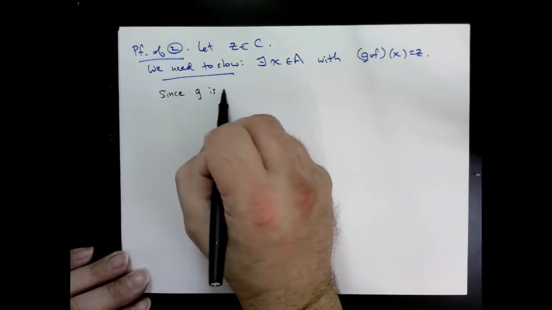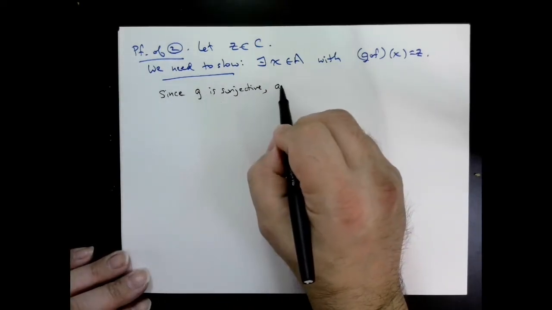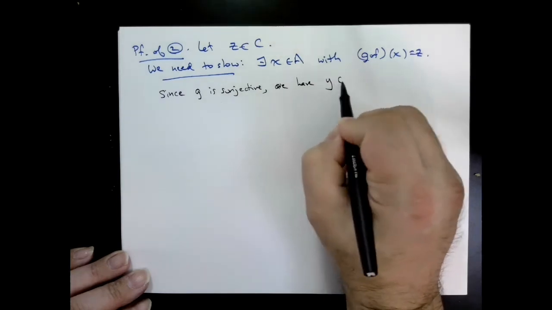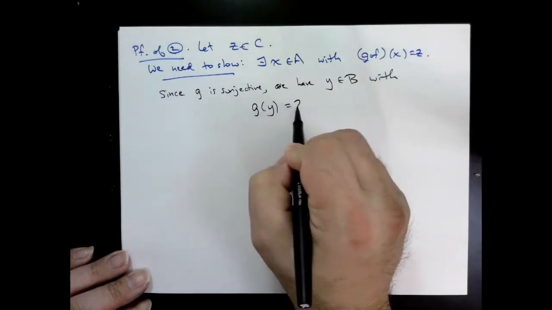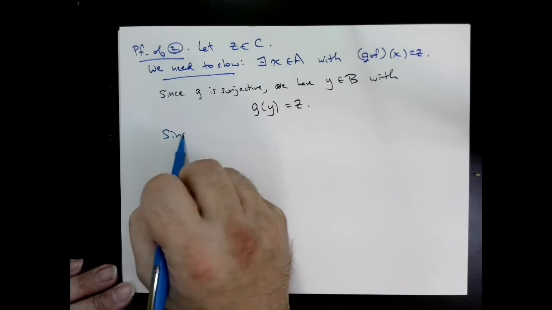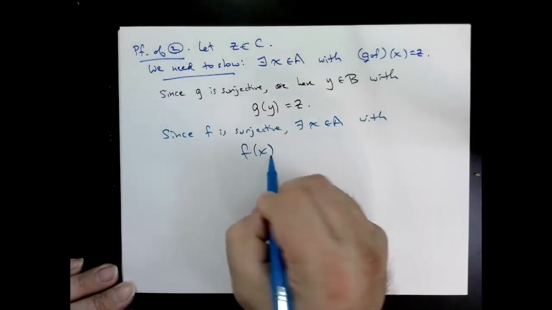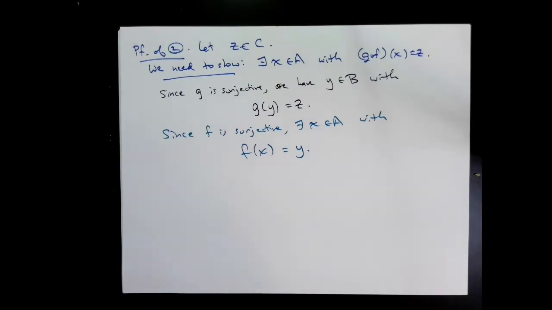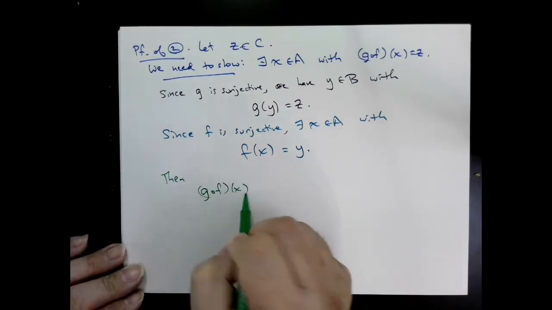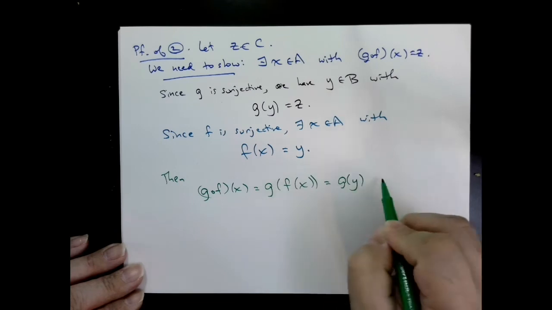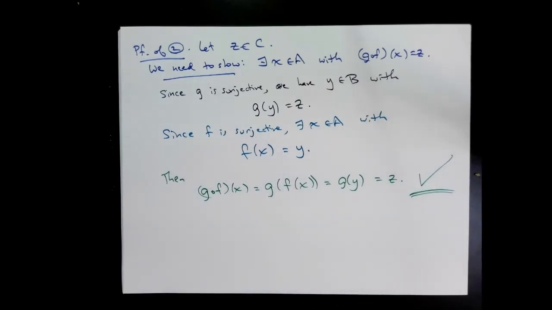Well, since G is surjective, we have a Y in B with G of Y equal to Z. Since F is surjective, there's an X in A with F of X equal to Y. Therefore, G of F of X equals G of Y, which equals Z. And we're done. Finally, part 3 is just parts 1 and 2 put together.